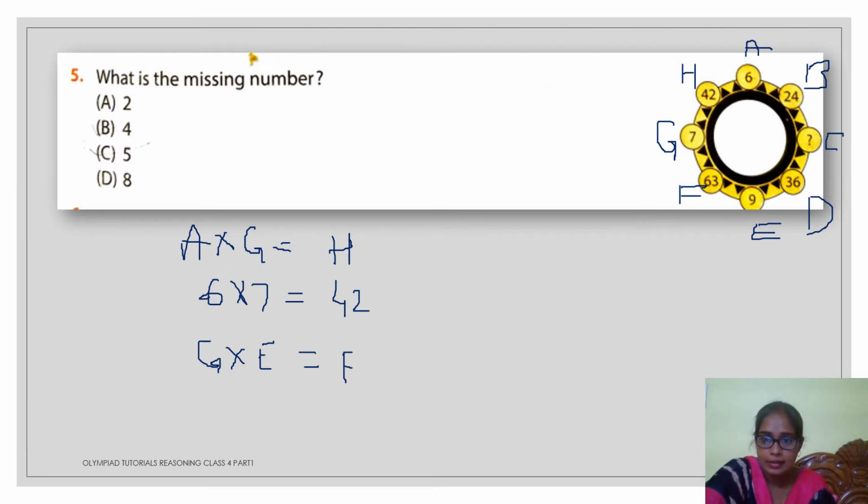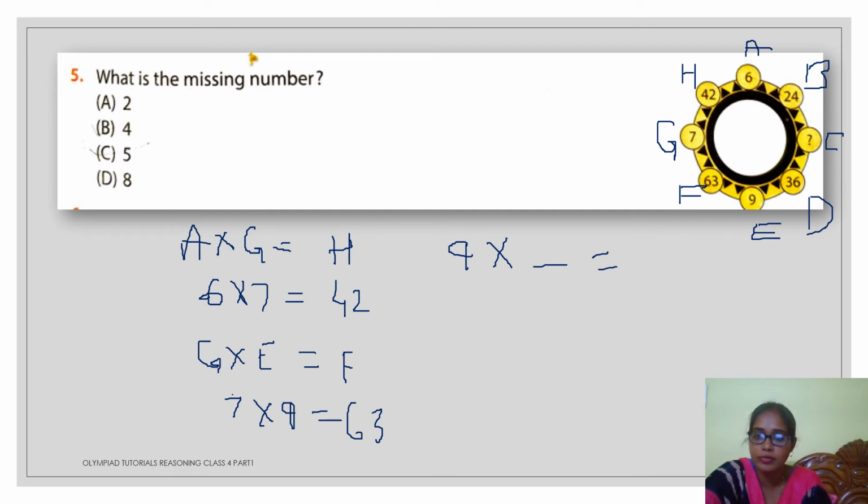Is it correct? Let's check. 7 into 9 is equal to 63. So here F you have 63. And now we have to find the missing number. Here E is equal to 9 and D is 36. So 36 is which multiple of 9? That we have to find out. So you can write 9 into the missing number is going to give you 36. If you see the 9's table, then the fourth multiple of 9 is going to give you 36.